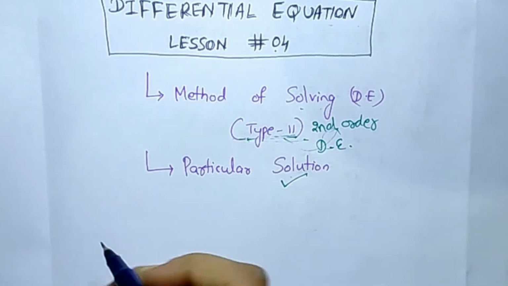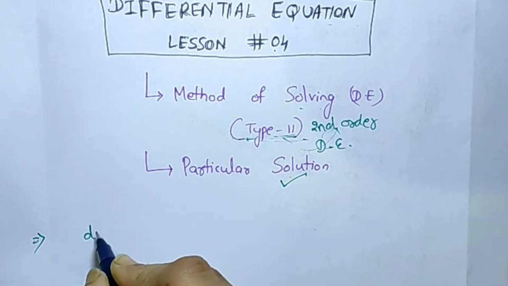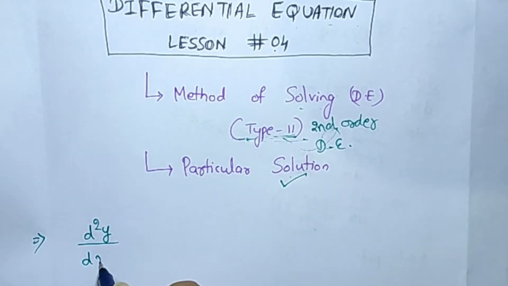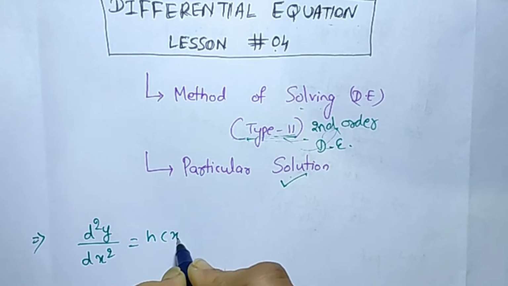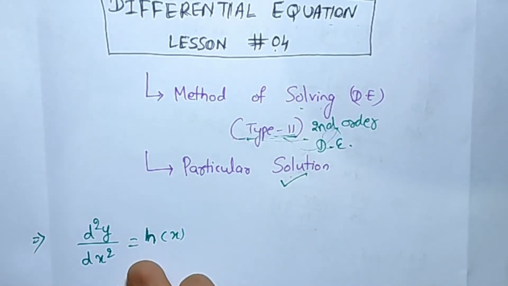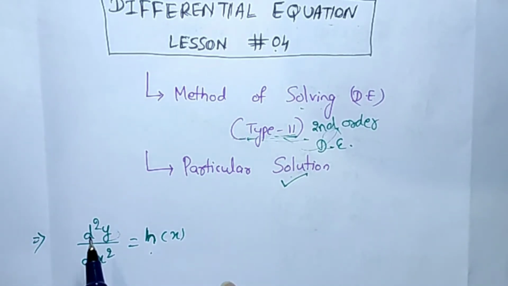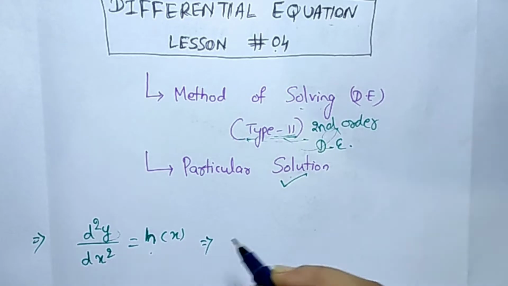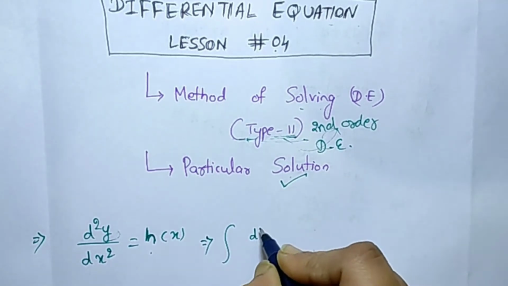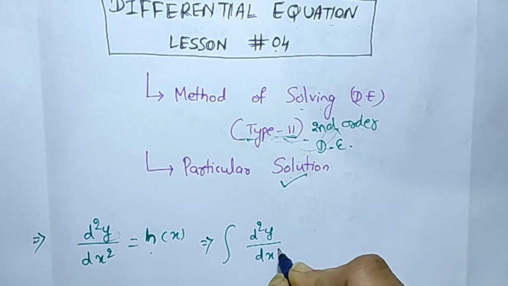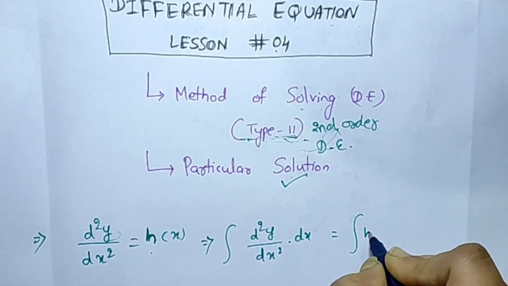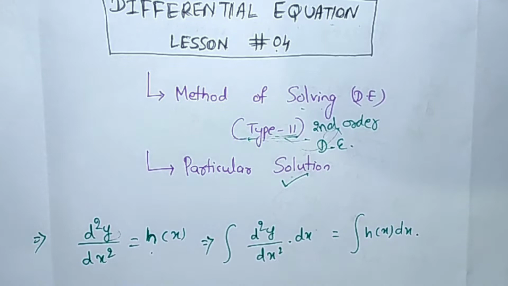A second order differential equation is of the form d square y by dx square is equal to h(x). Here h is any function of x. To find a solution means we have to find y. To find a solution, at first I integrate both sides with respect to x: the integration of h(x) dx. At first I have to integrate both sides.